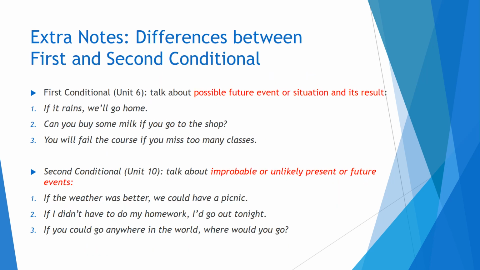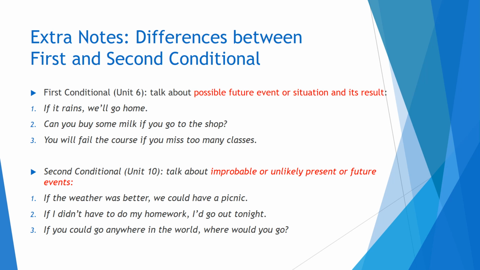Alright, and then just an extra note here, the differences between the first and second conditional. Now you would have studied the first conditional in Unit 6. That should have been last semester in English 1. The first conditional talks about possible future events or situations. So the first conditional is talking about things that could happen. They could be real. Here are some examples. If it rains, we'll go home. Can you buy me some milk if you go to the shop? And the third one there, you will fail the course if you miss too many classes. Okay, so those are realistic situations.